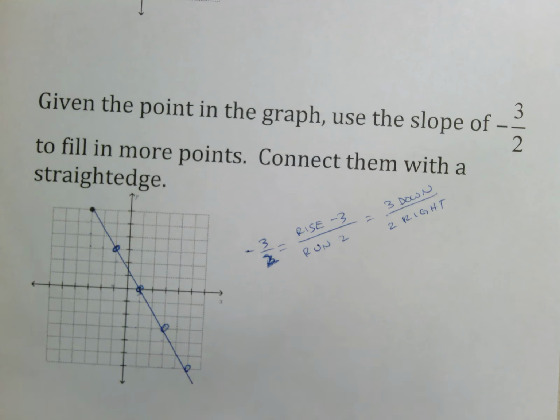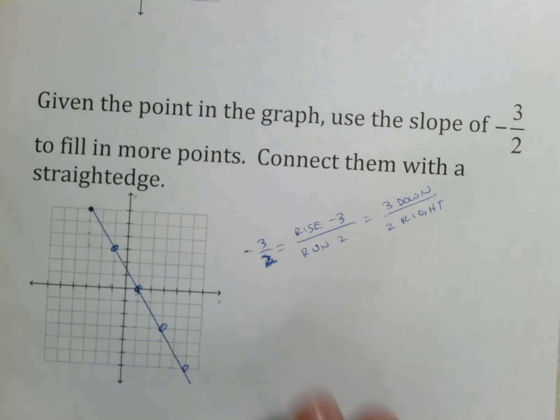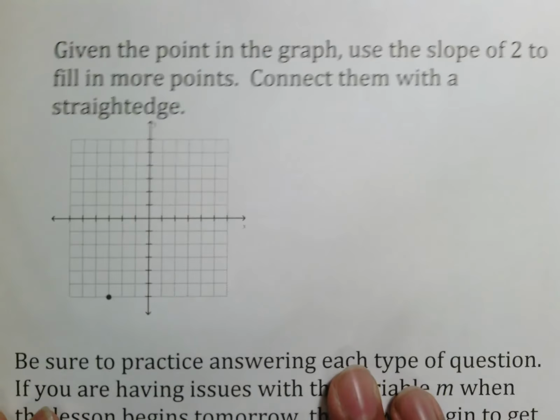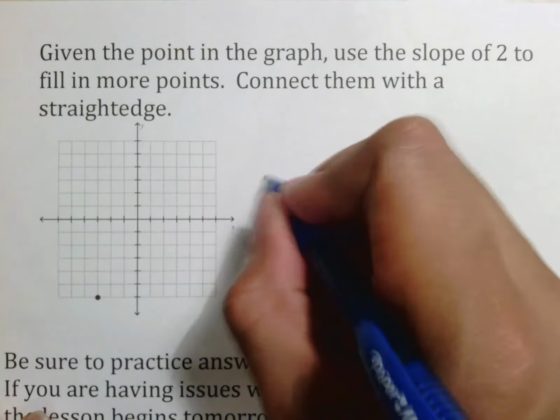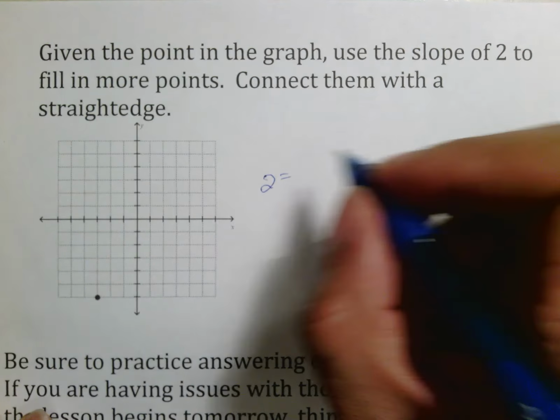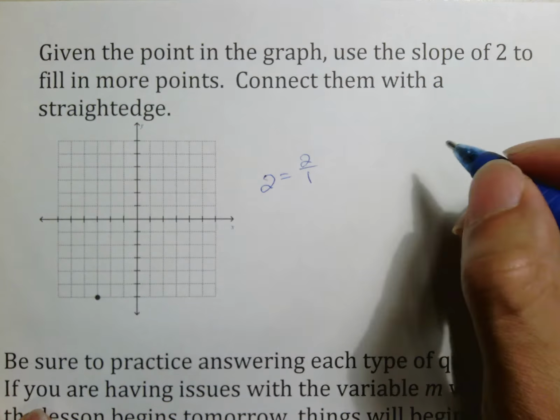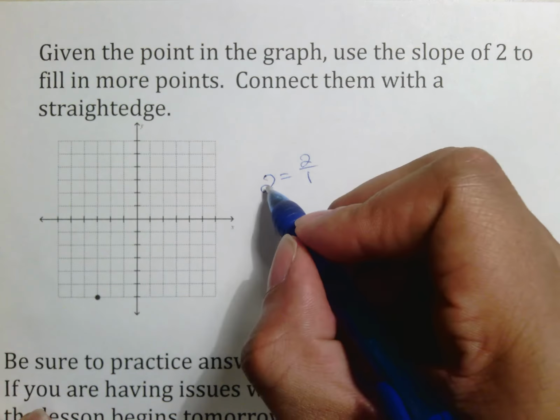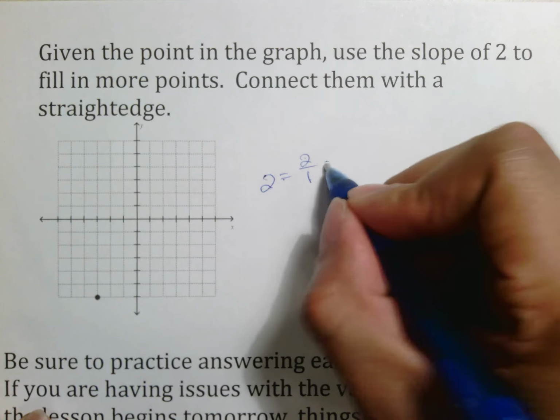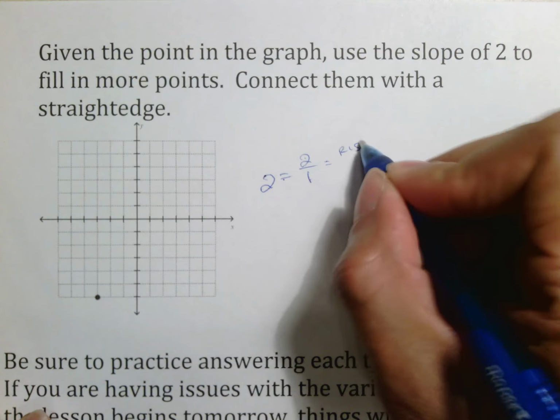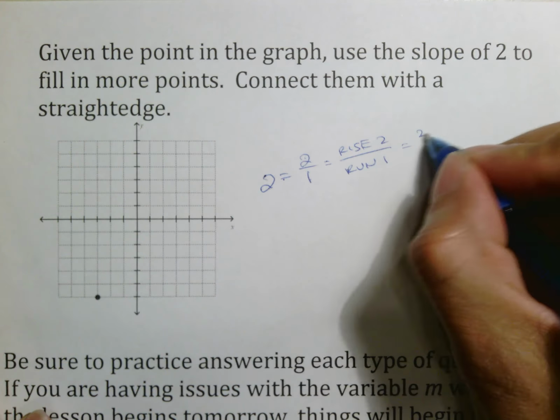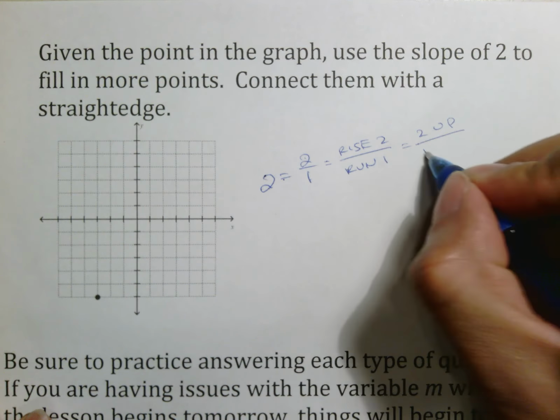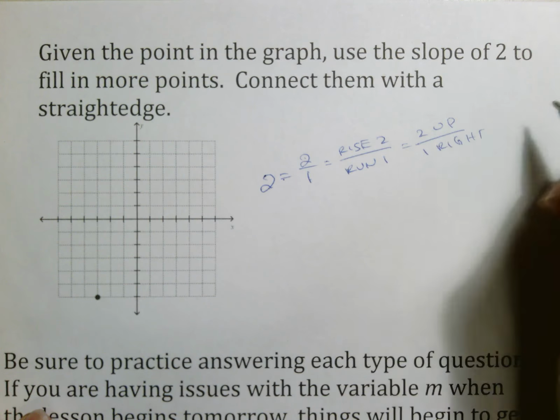Okay? So outside of identifying the slope, you're going to be asked to actually complete the rest of the slopes that are there. Last one is kind of a trick problem. It says given the point in the graph, use a slope of 2 to fill in more points. Keep in mind that whenever you have a whole number, that whole number as a fraction is just over 1. So again, if I said slope of 2, you want to probably rewrite 2 as 2 over 1, which again means rise 2, because that's positive, run 1, which means 2 up, because it's positive, and 1, again, right, because we always go to the right.